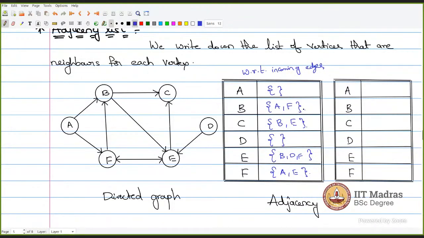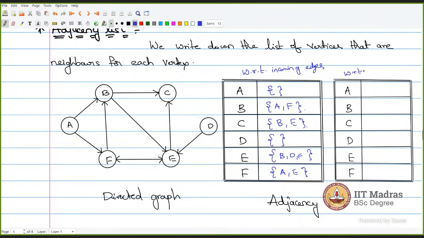I just need to scan 2 vertices because incoming edges for B are 2. So first row multiplied by 0, second row multiplied by 2, third row multiplied by 2, fourth row multiplied by 0, fifth row multiplied by 3, sixth row multiplied by 2. That is the time complexity, which is much reduced compared to the adjacency matrix. In an adjacency matrix, in each row you should scan all the n entries. Here you should scan only the number of vertices present in that row. That's it.